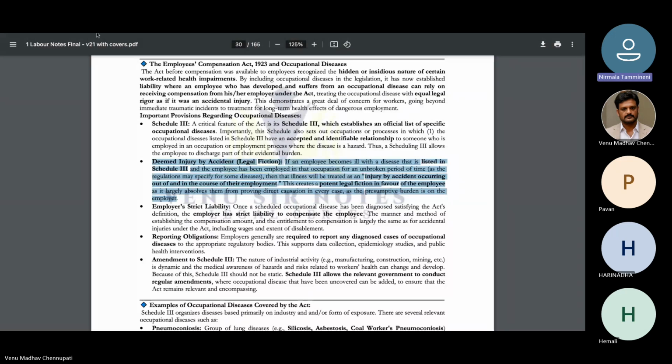Third point is employer's strict liability. Once the scheduled occupational disease has been diagnosed, satisfying the Act's definition, the employer has strict liability to compensate the employee. The manner and method of establishing the compensation amount and the entitlement to compensation is largely the same as for accidental injuries under the Act, including wages and extent of disablement. So this will be treated as an accidental injury with respect to payment of wages and extent of disablement.